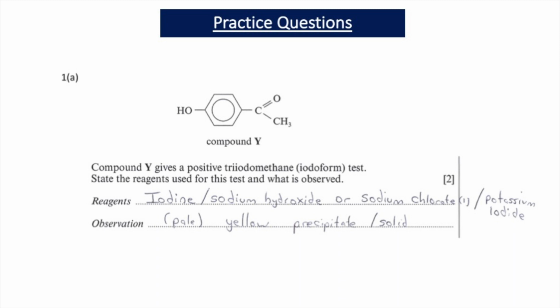Now question 1 is asking you to state the reagents you would use to carry out a triiodomethane or iodoform test, and then it's asking you to state the observation you would get for a positive test. Now for the reagents, there's two possible combinations you could use. You could either use iodine and sodium hydroxide or sodium chlorate and potassium iodide. 1 mark for that. And the observation would be a yellow precipitate or solid.